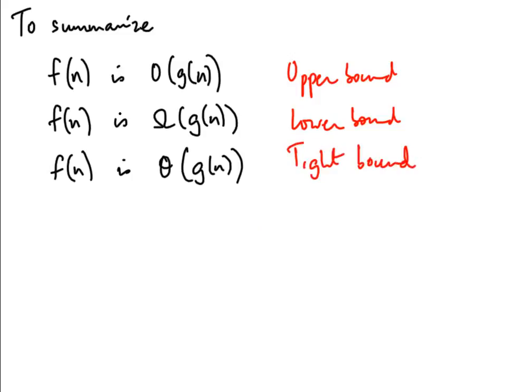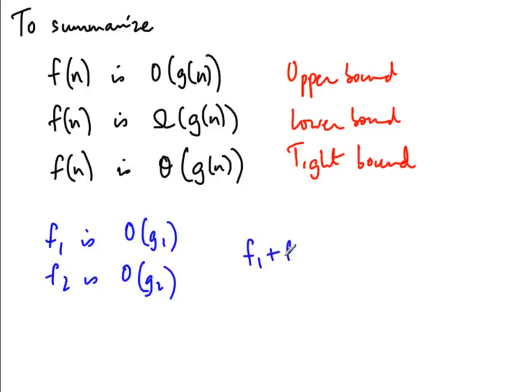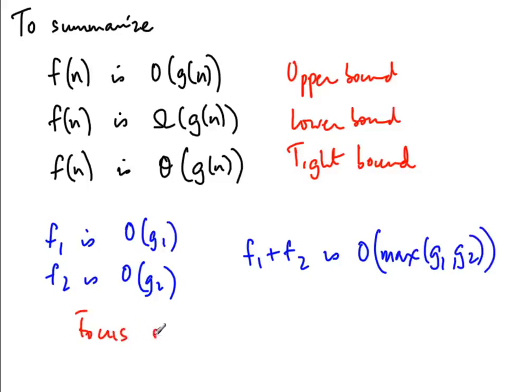The other important result that we have seen is that if f1 is O of g1 and f2 is O of g2, then from this we get f1 plus f2 is big O of max of g1, g2. And this allows us to focus on the least efficient phase. It says that if we have multiple phases in our computation, then only the least efficient phase determines the upper bound for the overall calculation.